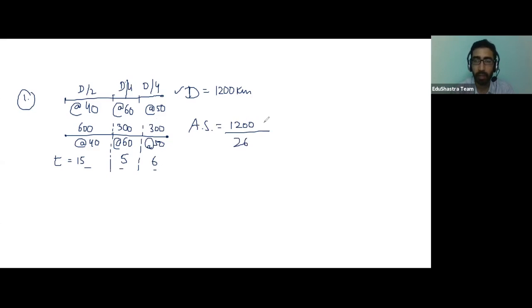So that gives me my average speed. This is 600 by 13, more than 46 and less than 47. This is 46 point something. As I said, approximate answer is good. Vinay, is that the answer to question number 2? Is that your answer to question 2?